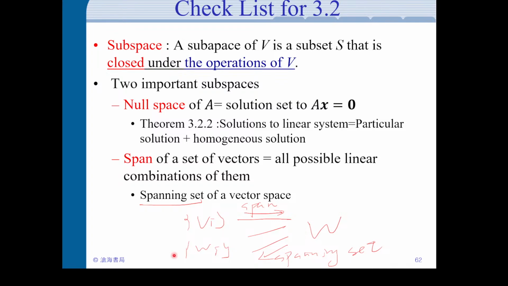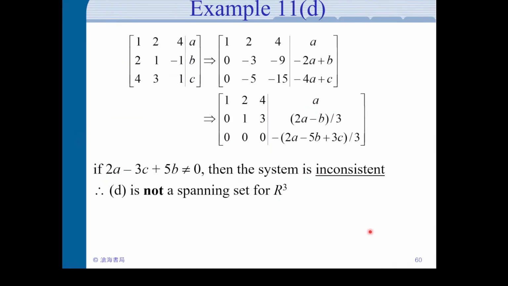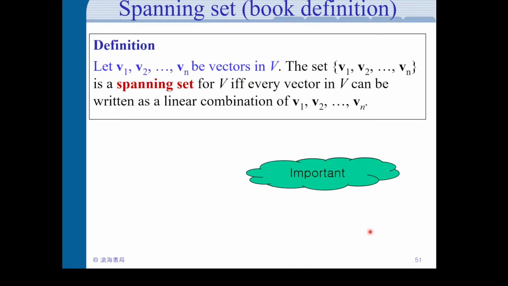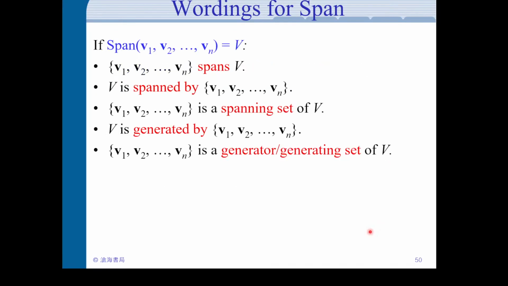And then there is the other direction. If you have a subspace, you can always find a spanning set of it. It's just a set of vectors where the span is your subspace. And there are many spanning sets for the same subspace. Okay, and I guess let's go back a little bit. We have a whole bunch of wordings for this spanning, for the relationship between a set of vectors and a vector space.